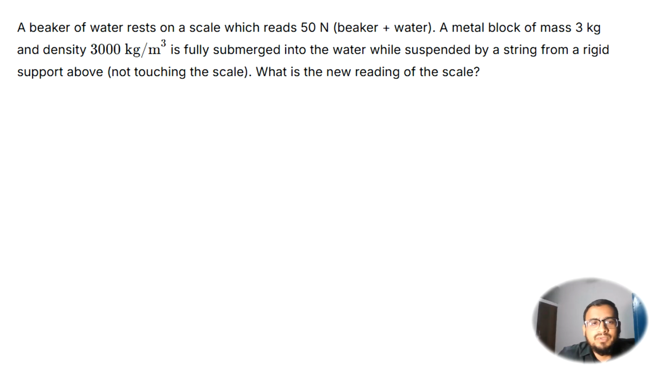We have a similar problem here. A beaker of water rests on a scale which reads 50 newtons. 50 Newton is the beaker weight plus water weight. A metal block of mass 3 kg, with the density given, is fully submerged in the water while suspended by a string, not a spring but a string, from a rigid support, similar to the previous one. Previous one had a spring, now it is just a string. So you have tension, you don't have to bother about the spring constant. What is the new reading when we suspend it? Pause and try on your own, and after you try, the answer will be 60 newtons.